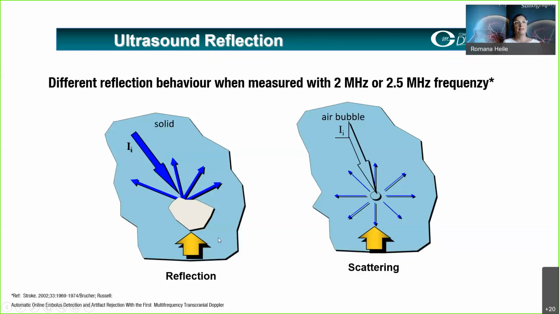they found out that if an embolus, solid or bubble, is measured with a 2, there is not a big change in the behavior of backscattering ultrasound. But measured with 2.5, there will be a big difference. So using this fact allowed them to differentiate between solid and air bubble.